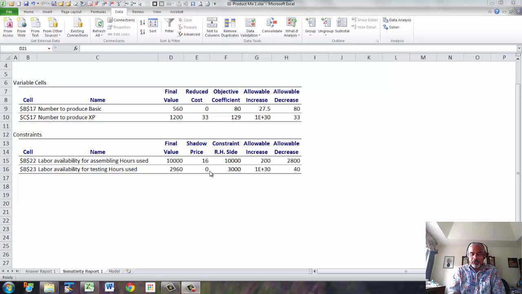This is from the current optimum solution perspective. With the current optimum solution, what will happen to profit if the right hand side is increased or decreased within the allowable limits? So that's our sensitivity analysis for constraints.